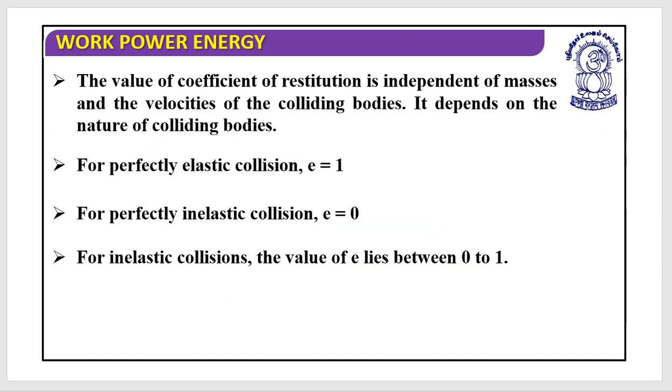So the value of the coefficient of restitution is independent of the masses and the velocities of the colliding bodies. It depends on the nature of the colliding bodies. For a perfectly elastic collision, E is equal to 1. For a perfectly inelastic collision, E is equal to 0.